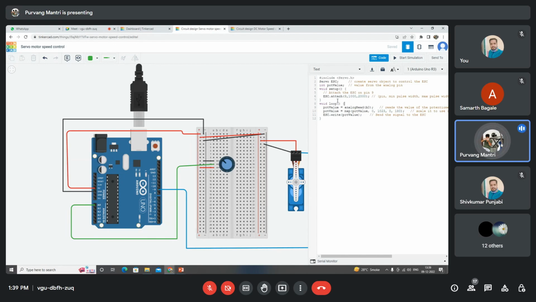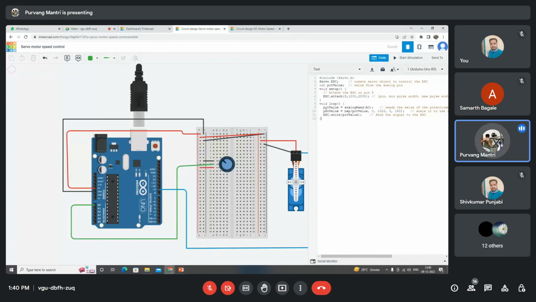In void loop, as the name says, it runs this code in a loop. It continuously will run these three lines. So in void loop, we first assign the pot value as an analog read for pin A0. You can see that the center terminal, the middle terminal of the potentiometer, is connected to pin A0. As we know, A0 is an analog pin and the output of the potentiometer is also an analog signal. That's why we are connecting it with A0.